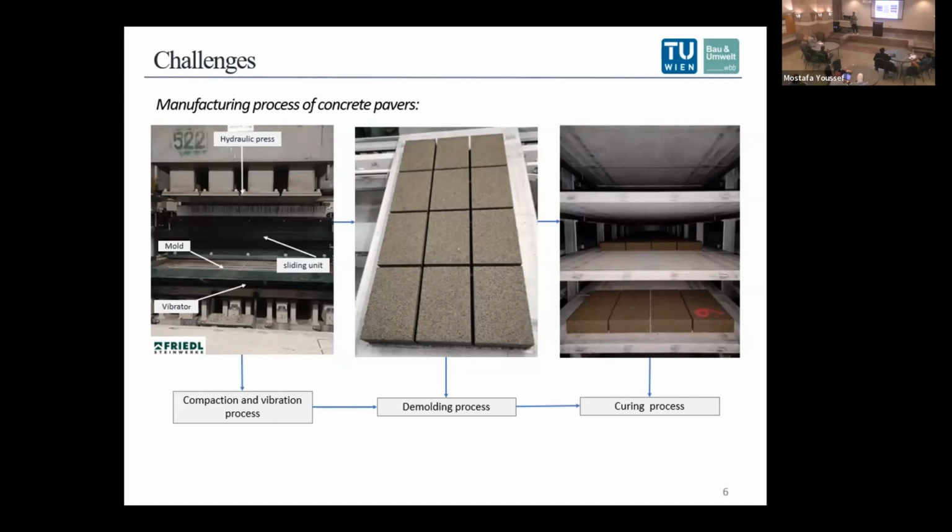The challenge here is how to avoid the flowing of cement paste during this vibration and compaction energy, which is quite high. Right after, the pavers are demolded and sent to the curing room.